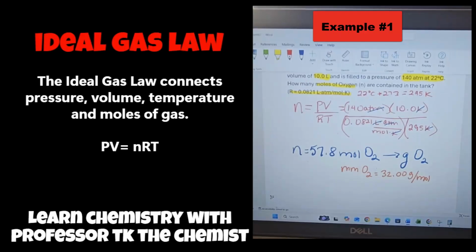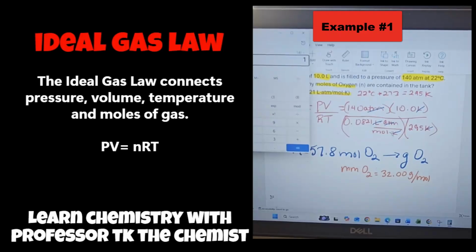You can, but I just plug it all into the calculator at one time. So, yes, you can say 0.0821 times 295, but rather than separating them, I just went ahead and plugged these two top numbers in, then I divided it by the bottom numbers. You can do it both ways, okay? You can do it both ways. Yes, so just so you see it, all right?